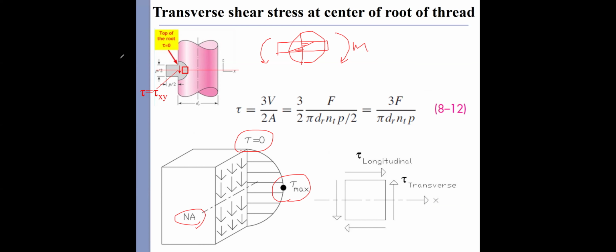So at the top of the roots right here, the shear stress equals 0. And the maximum transverse shear stress, if you still remember it from your materials mechanics course, equals 3 times the shear force divided by 2A. Therefore we can get the transverse shear.